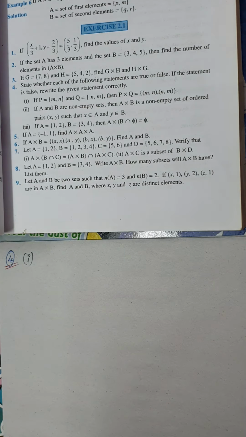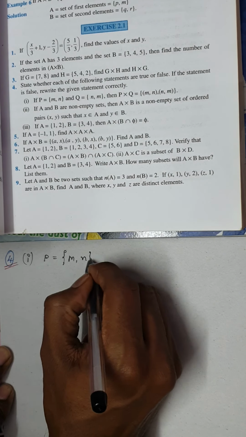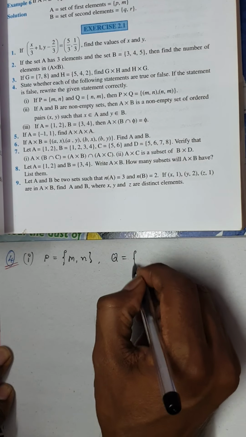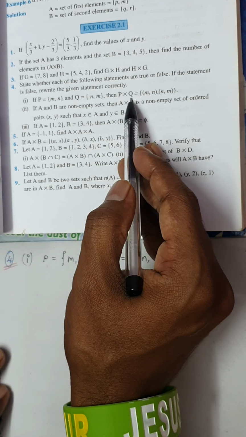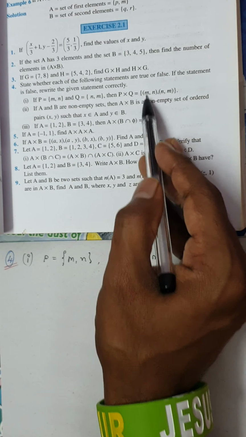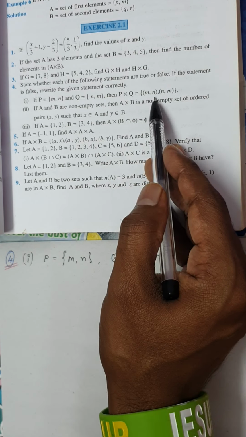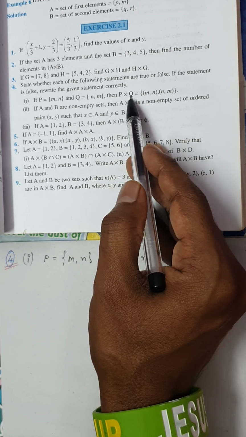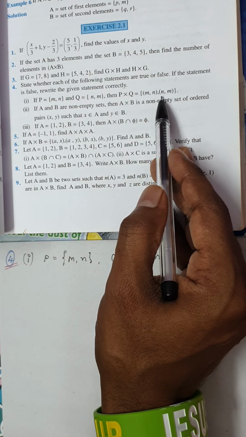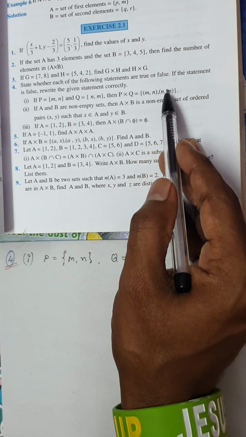Now going on to the first one, you have P is equal to {m, n}. That is set P. The elements are m comma n, and set Q, the elements are n comma m. Then P cross Q is equal to (m, n) one ordered pair and (n, m) one ordered pair. Now the question is, is it true? Please note, P has 2 elements, Q has 2 elements. So P cross Q should also have 2 into 2, 4 elements. 4 elements means 4 ordered pairs.